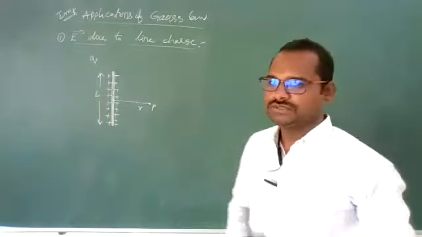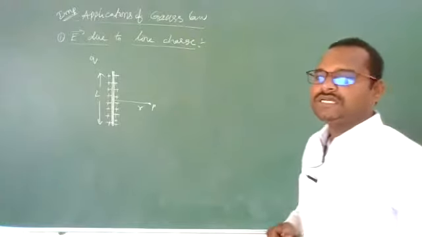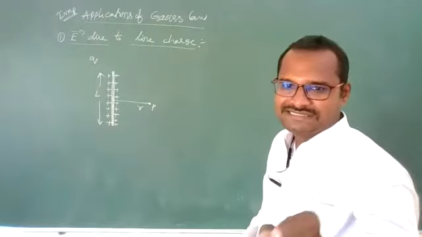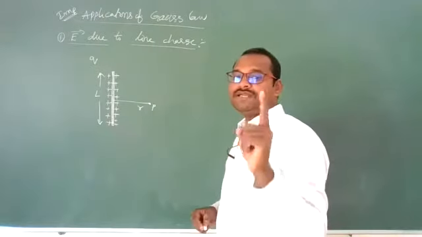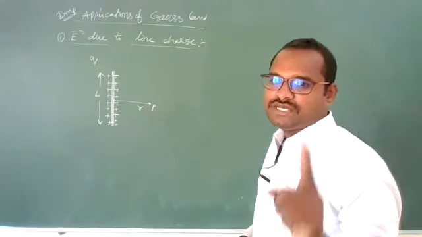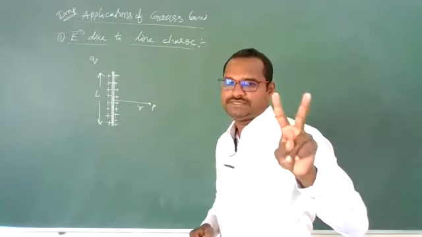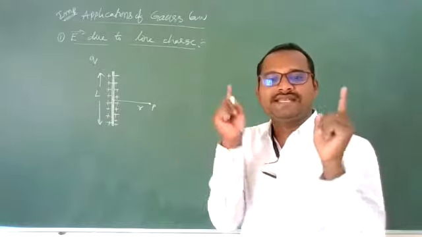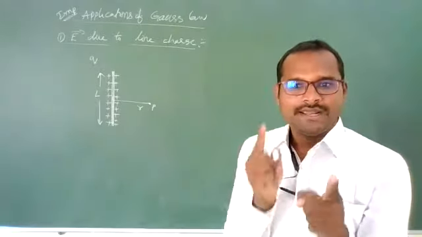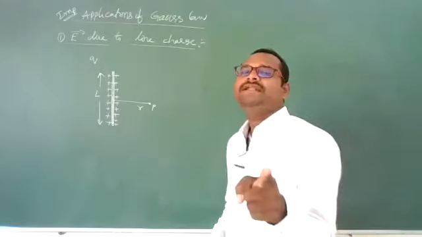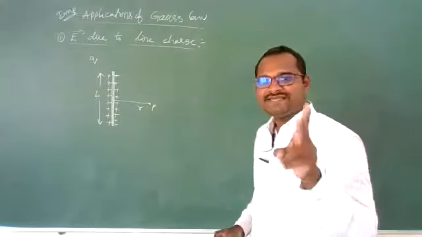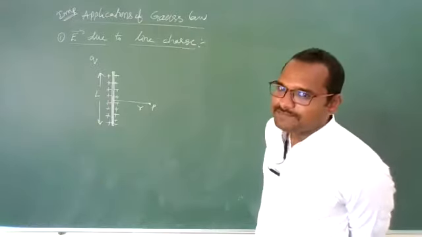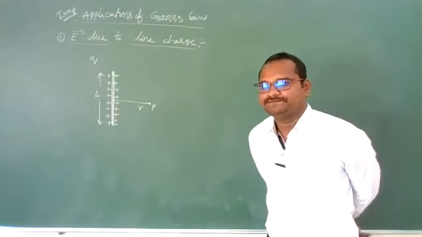So whenever you want to use Gauss law, first and foremost, you need to consider a Gaussian surface. While considering the Gaussian surface, you should remember two points. One, at each and every point on the Gaussian surface, the electric field should be equal. Second, the electric field direction and the Gaussian surface area vector direction should both be parallel. That type of surface we need to consider.